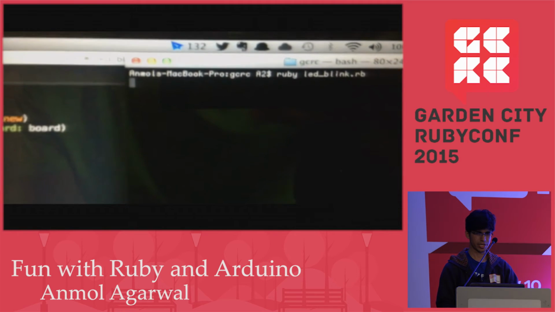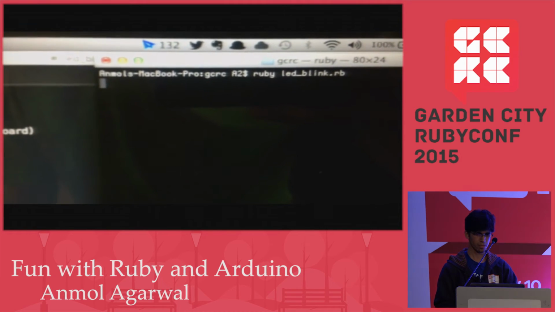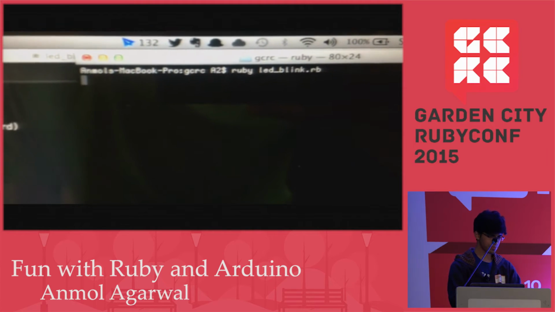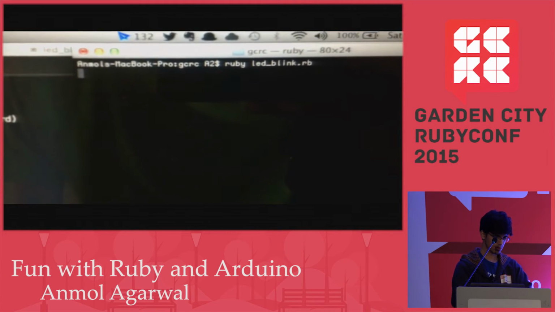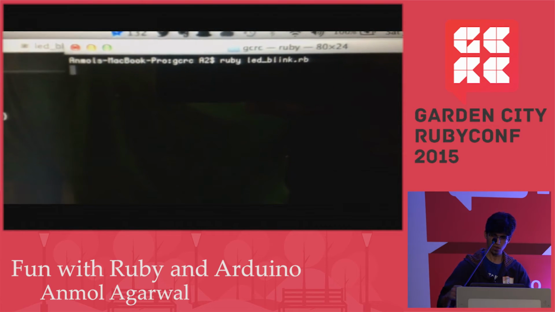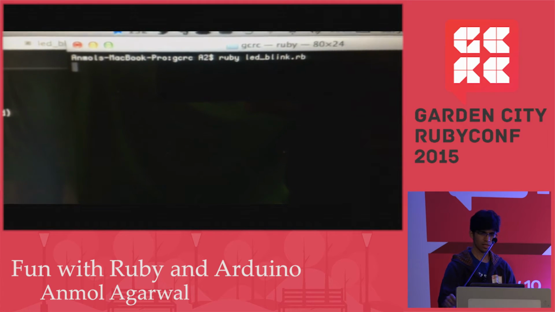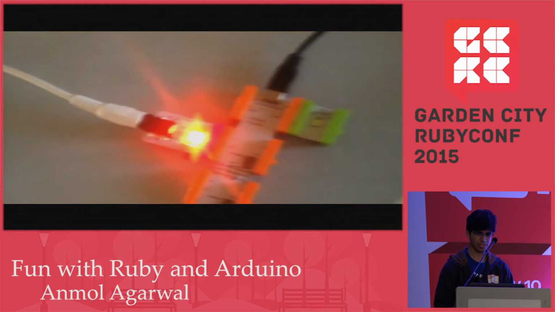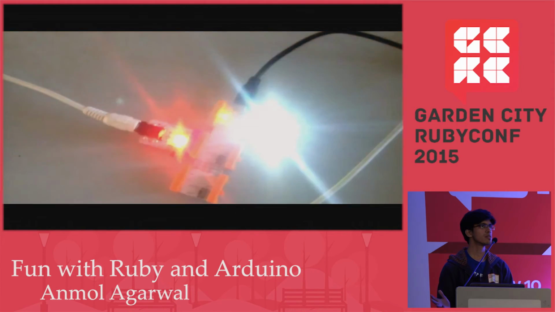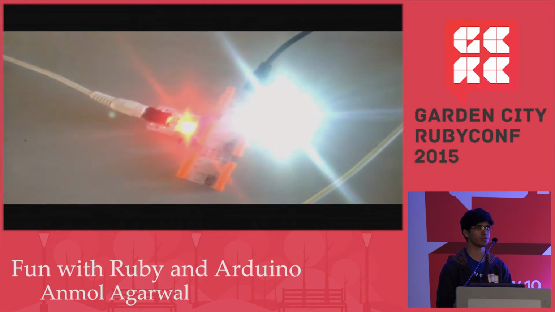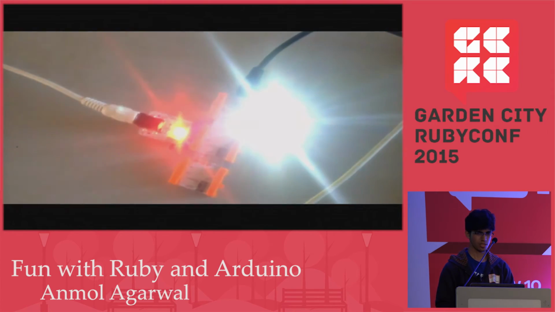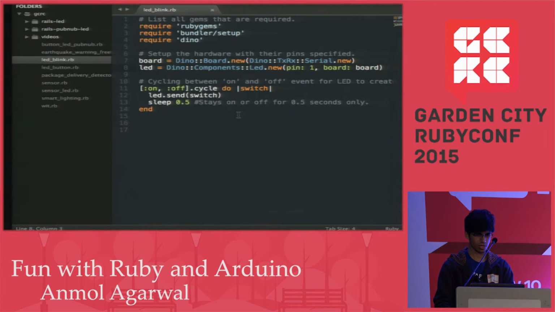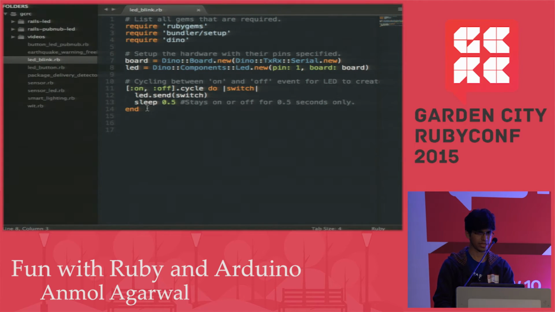And here I'm running that same Ruby file. And it's ready, and the LED is blinking. So we got the hello world working in Ruby on Arduino. So you can see how small that code was, under like 10 lines really.